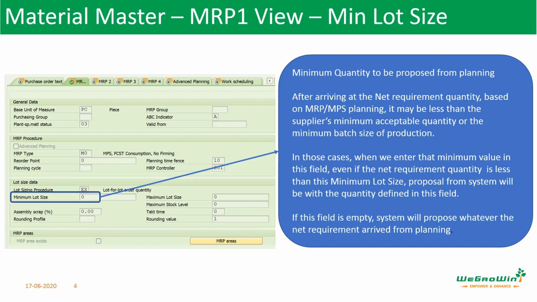First, let us see what the minimum lot size is. Minimum lot size is the minimum quantity which has to be proposed from the MRP planning or MPS planning. After arriving at the net requirement to be proposed, the net requirement is calculated from the stock available, the open orders, the receipts expected, and the remaining things. That is the net requirement quantity.